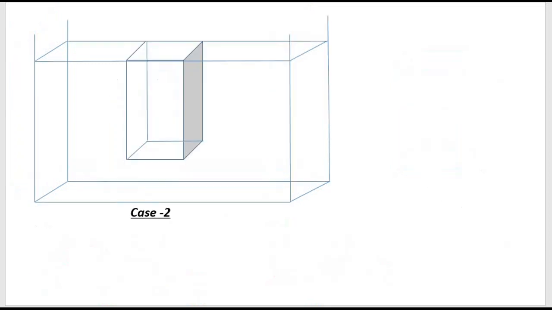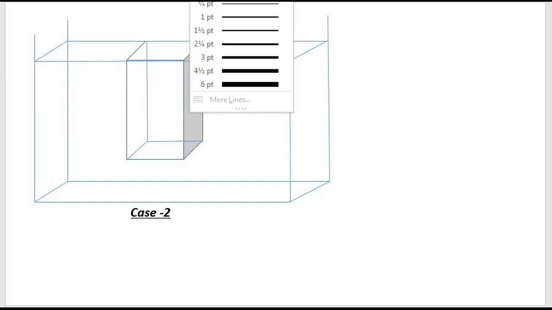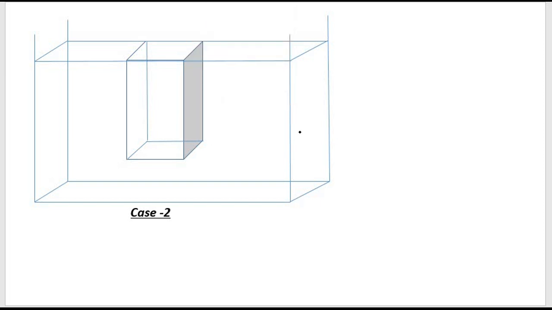Let's move on to case 2. In case 2, again the same object, but this time what I am going to do is make the weight of the body equal to the buoyant force, right? So here what is going to happen, this is the center of gravity.